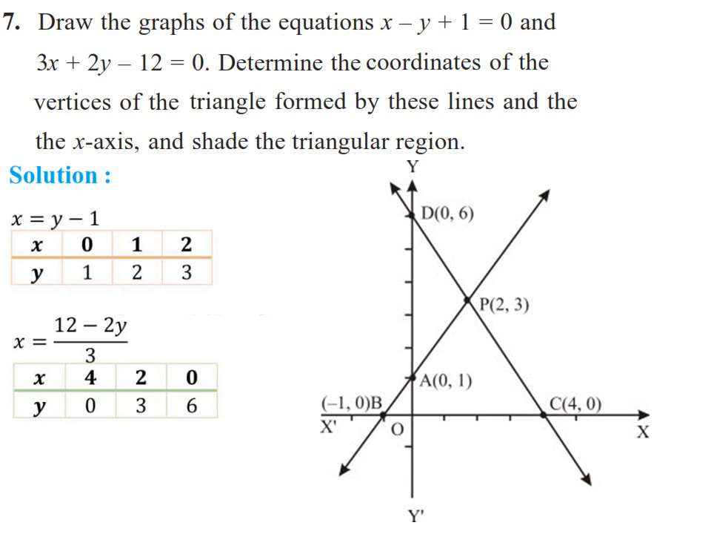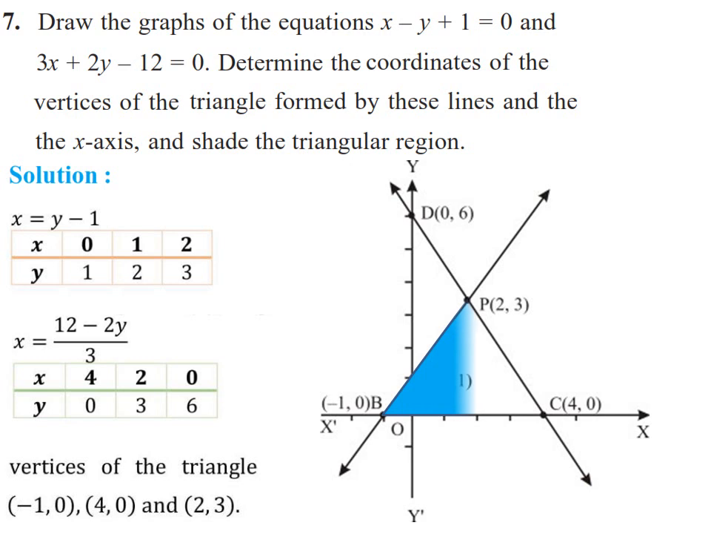So first of all, what we have to do? Determine the coordinates. So I can say the vertices of the triangle are minus 1 comma 0, 4 comma 0 and 2 comma 3. Now again we have to shade this region. So like this you can shade this region. This is your final answer.